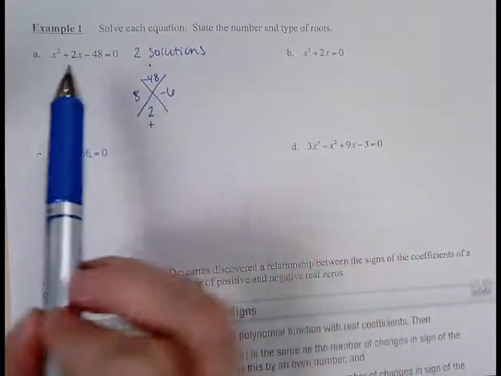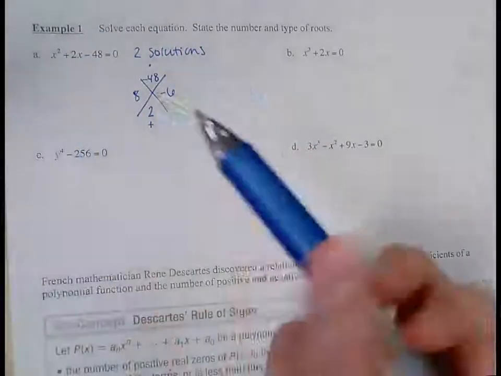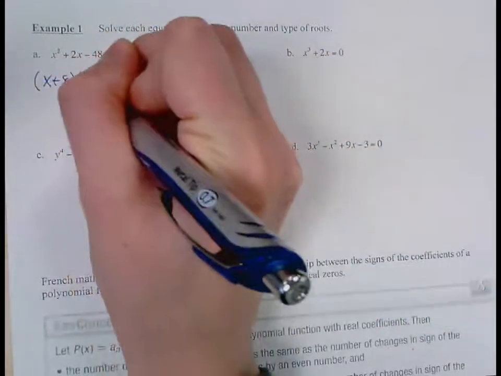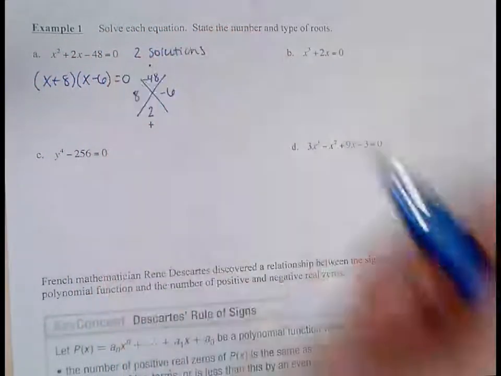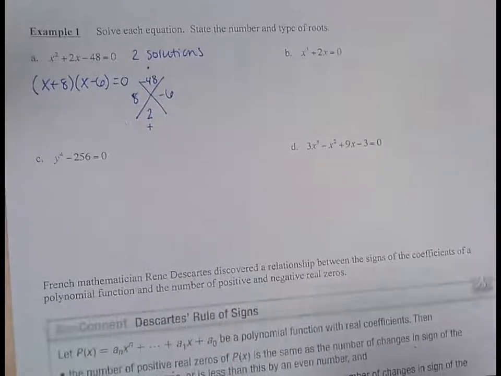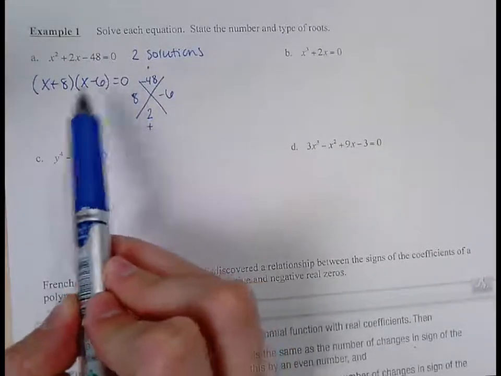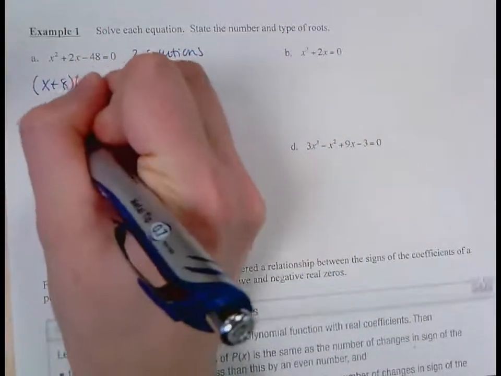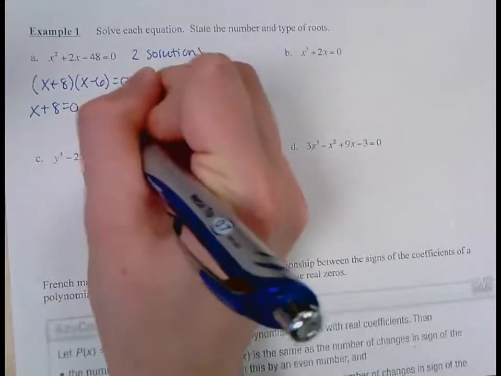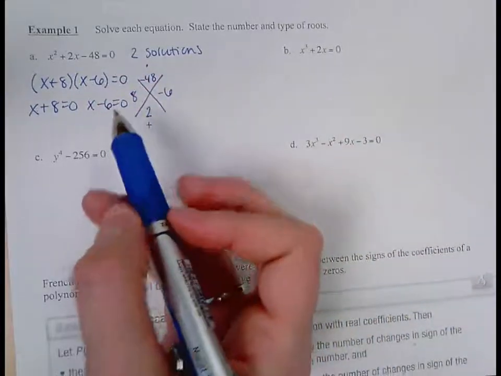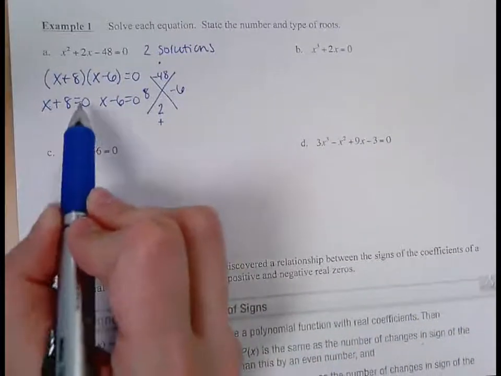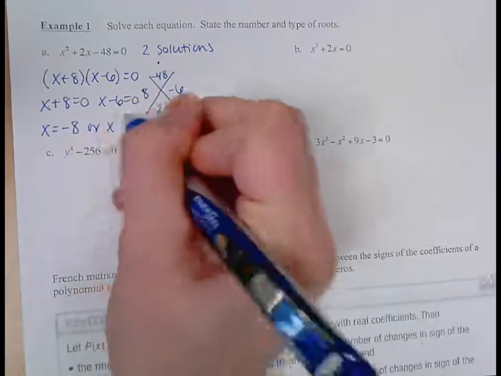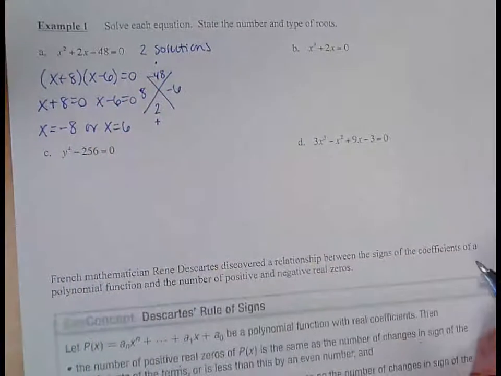So then to factor this, since the a value is 1, I can just go straight to my two factors, x plus 8 times x minus 6 equals 0. And then once it's factored and equal to 0, I can set each factor equal to 0 to solve for x. So x plus 8 equals 0, x minus 6 equals 0, and solve. So the first one, subtract 8, x is negative 8, or second one, add 6, x is positive 6.